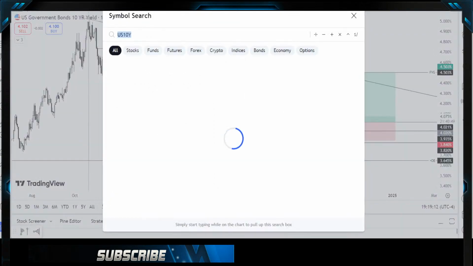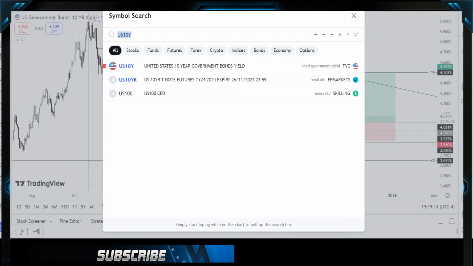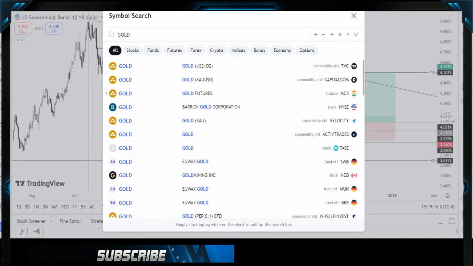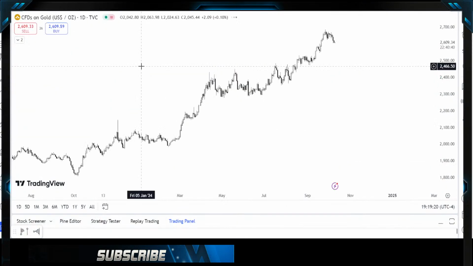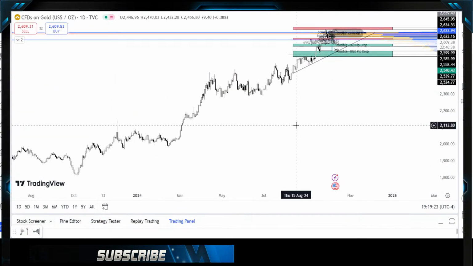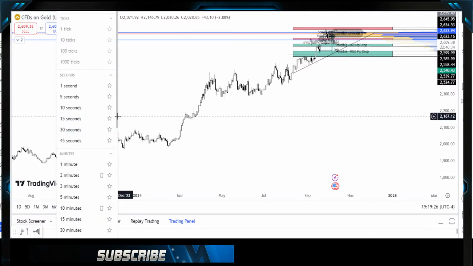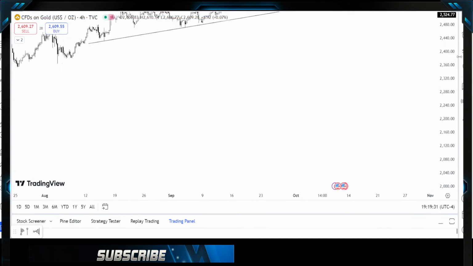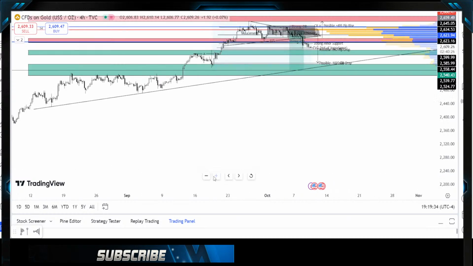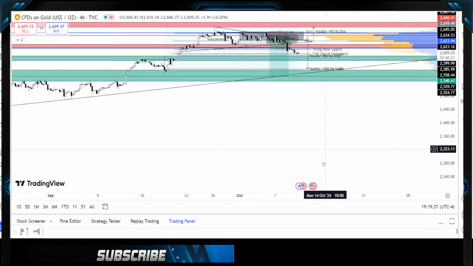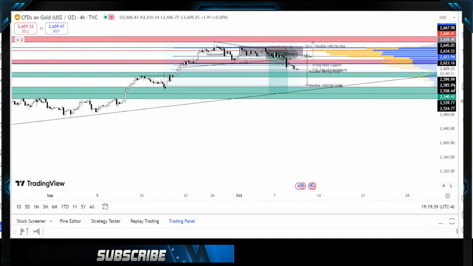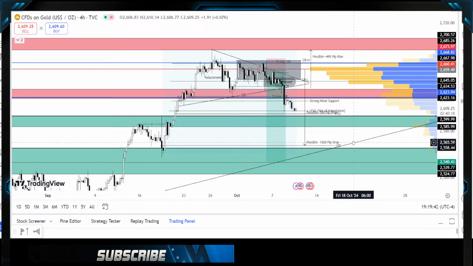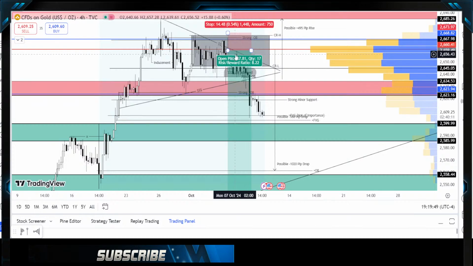Let me show you that entry before we continue. Gold, right there. I had said previously, let's go to the 4-hour time frame, it's easier. Then we'll go back to the daily time frame on the US 10-year. I'm just showing this on the 4-hour to make it quicker and simpler. This is what I told you will happen.